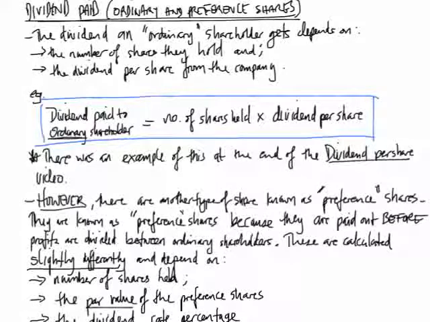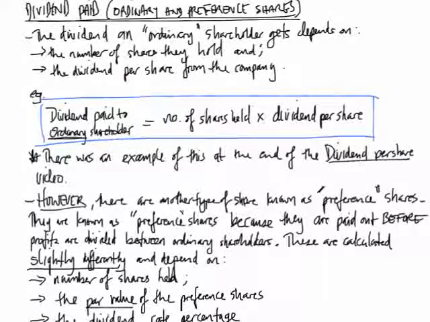Alright guys, this next video is about the dividends paid on the two different kinds of shares, which are ordinary shares and preference shares. So the total amount of money that an ordinary shareholder gets depends on the number of shares that they have and the dividend per share that the company decided they were going to share out. We actually had an example of that in the previous video, the dividend per share video.